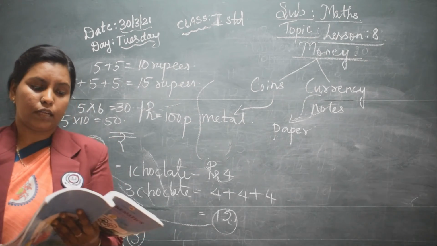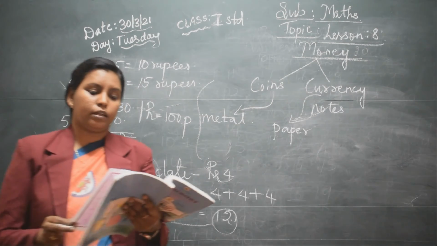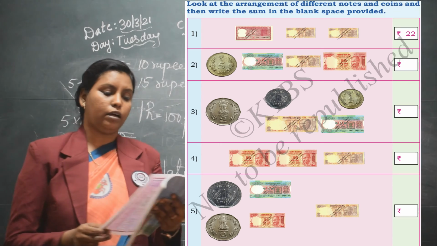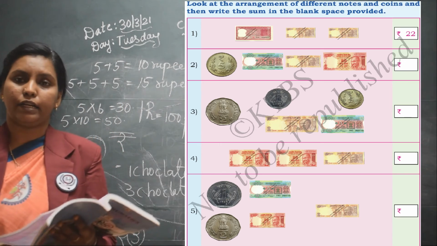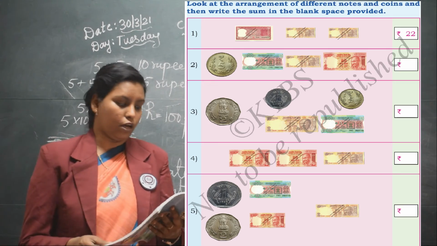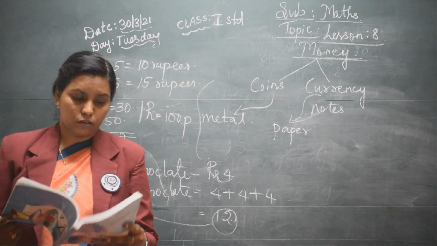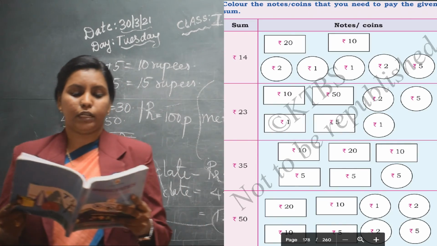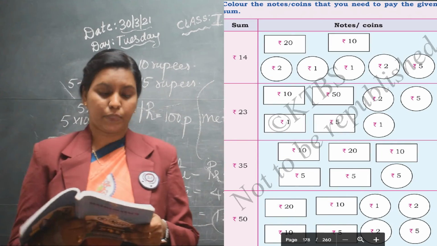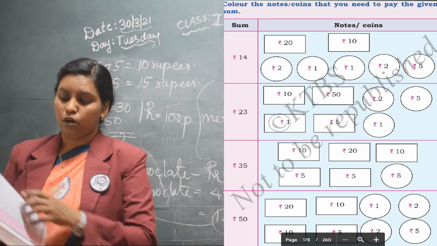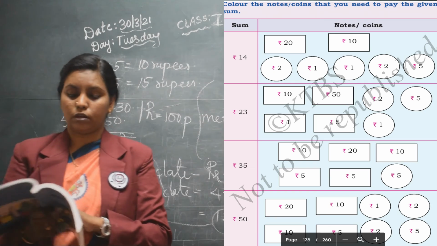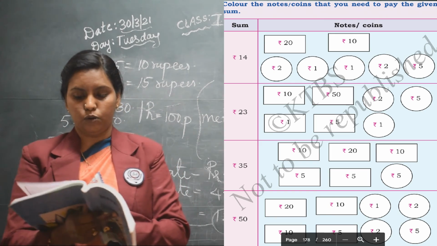Okay, then you have another activity that shows the arrangement of different notes and coins, and write the sum in the blank space provided. The first example is done for you all. And the second one also on page number 168. Color the notes and coins that you need to pay the given sum. The sum they have given. So, how many notes and coins total up to that sum? You have to color those coins and notes.